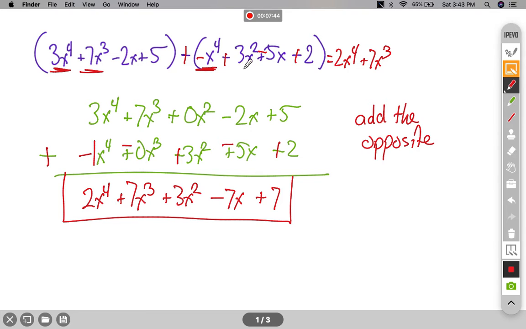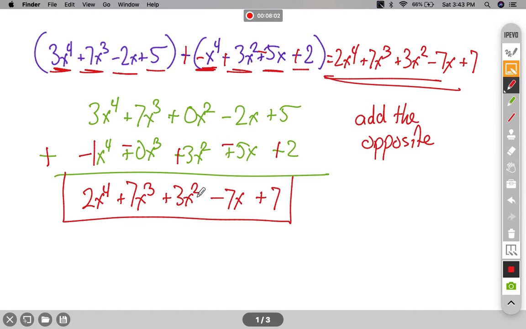X squared, there's none here. Here now this is a positive 3x squared. I have a minus 2x and a minus 5x. And I have a 5 and a plus 2. And you see, I get the same answer. So it works either way. Again, when you're subtracting, it's like adding. You're working with like terms. But I will always recommend don't subtract, just add the opposite.